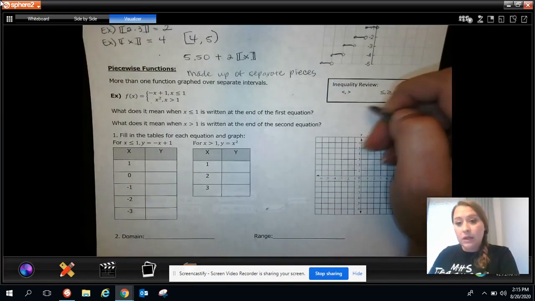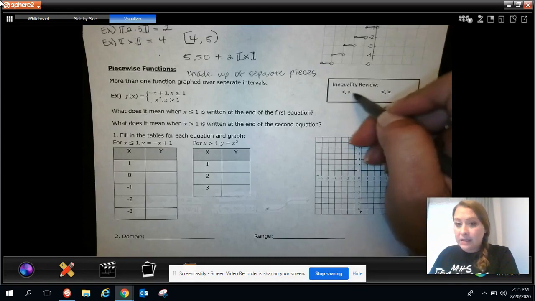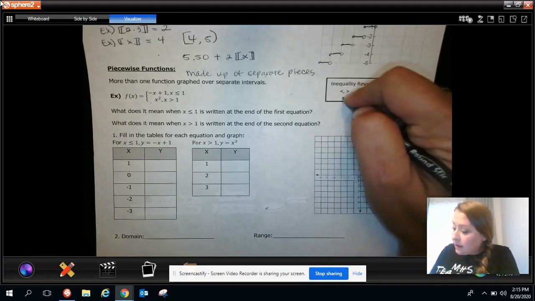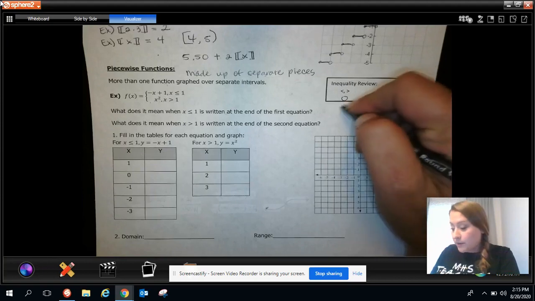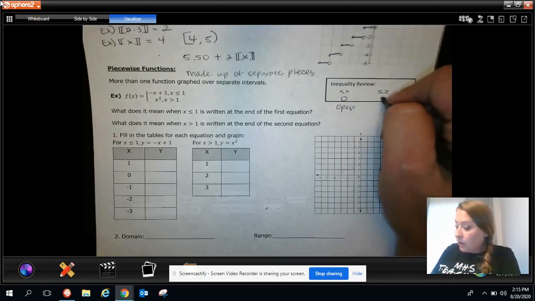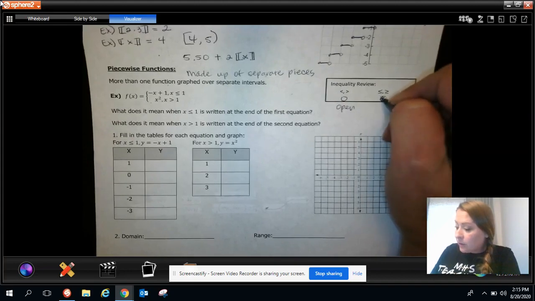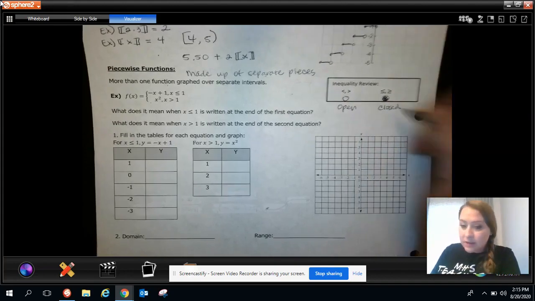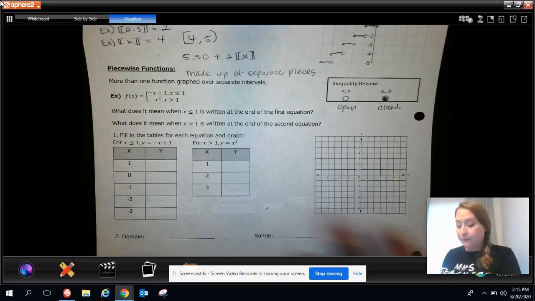Just a quick inequality review. When you see less than or greater than with no line underneath and you graph it, you use an open circle. And if you see the equal to sign and you graph it, you're going to use a shaded in circle or closed circle, which just really looks like a normal point on your graph.